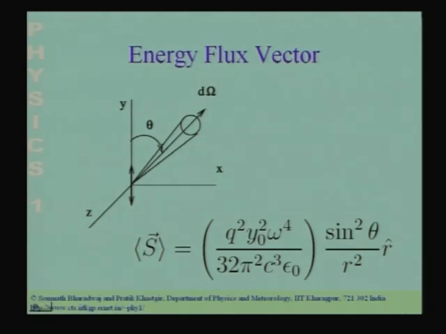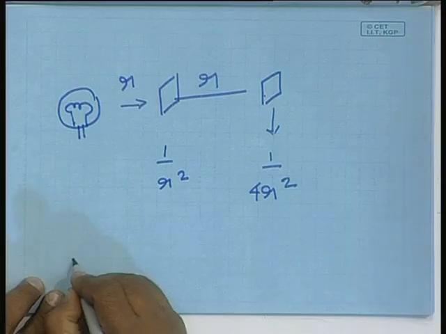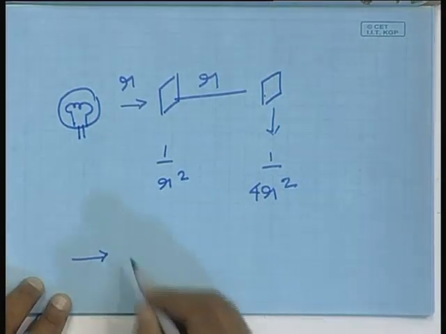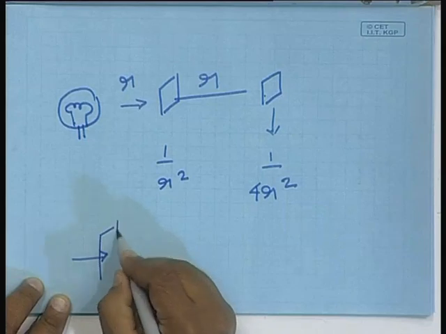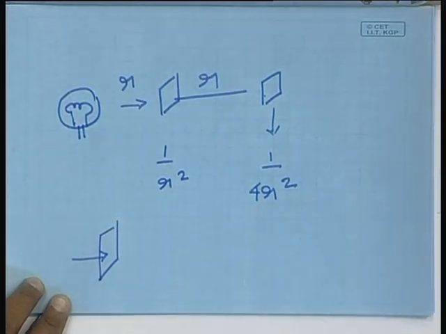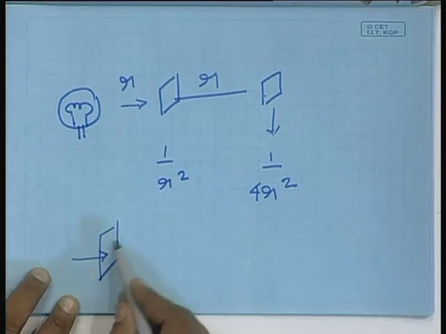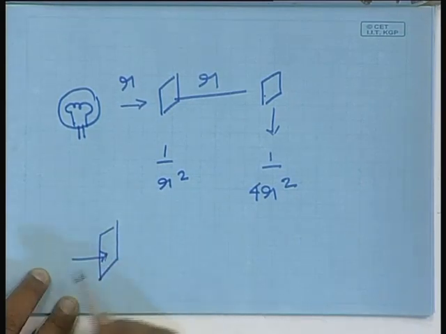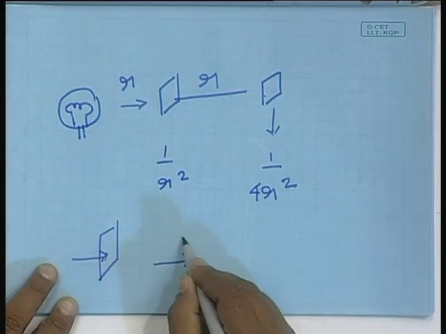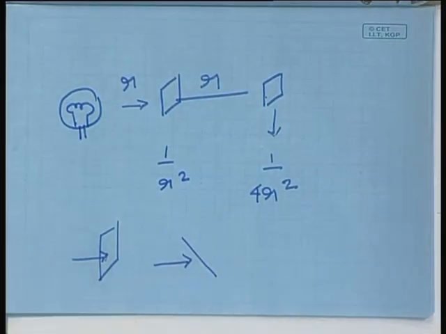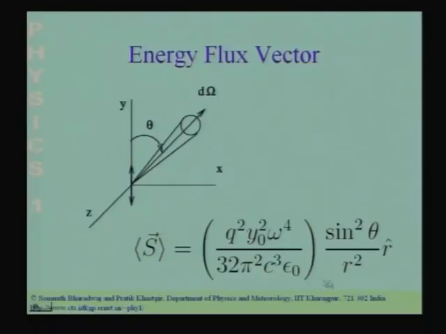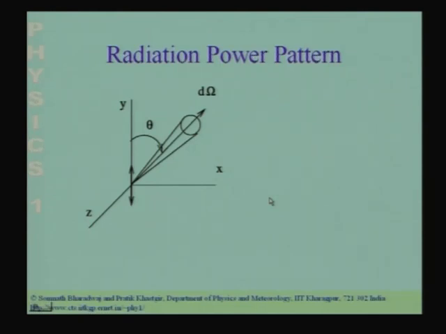The other feature which you should note in this expression is as follows. If this is the energy flux vector, and if I put a surface area like this, then the amount of energy that crosses this is given by the S over there. But if I put the surface at an angle, then you have to put in an extra factor of cos theta, which is another point to keep in mind when applying this expression. Now, let us move ahead.